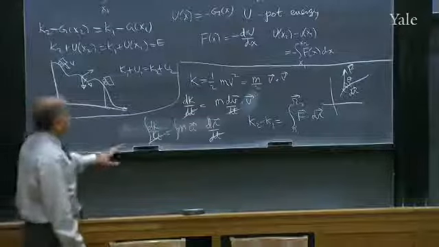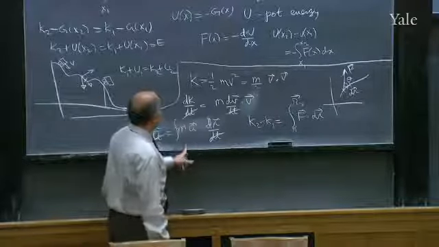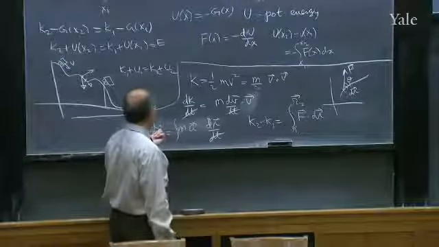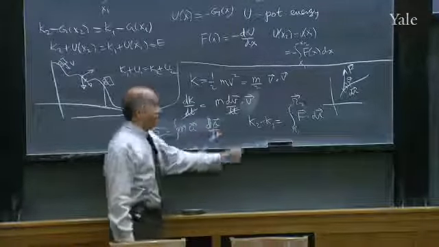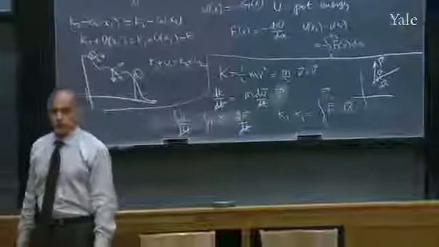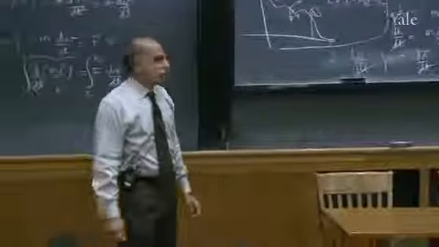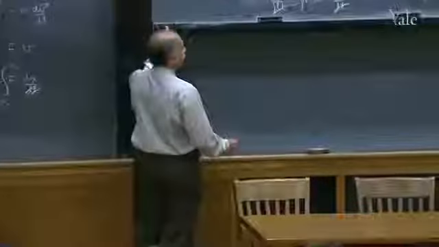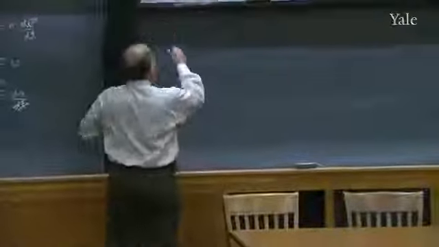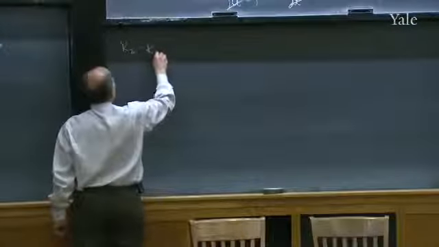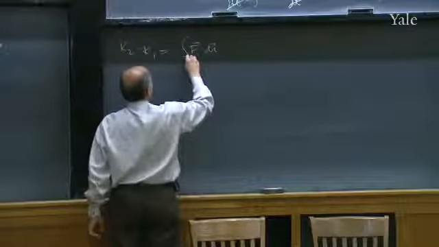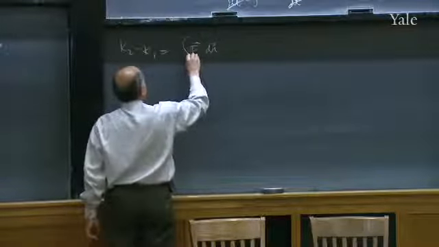You guys with me now? In spite of the little mess up here, this ma is my force, the dt's got cancelled, the dk is added up to k2 minus k1, and this is that integral. All right, so now it looks pretty good. Except for the complication that you have a dot product here, you have this nice result that k2 minus k1 is the integral of f dot dr from r1 to r2.